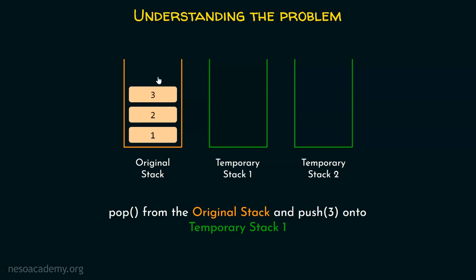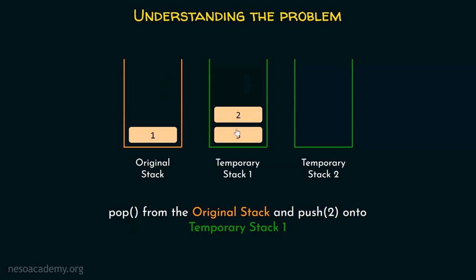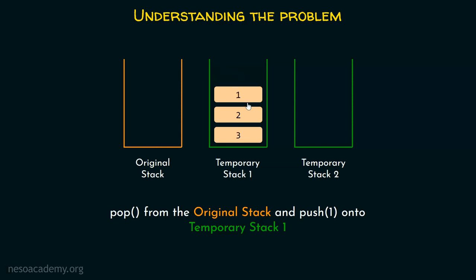So let's do the same thing. We will pop this element out of the stack and push it onto temporary stack 1. After this, we will again do the same thing. We will pop this element out of the original stack and push this element onto temporary stack 1. This is what we want. We have to pop the element from the original stack and push this element onto temporary stack 1. Then after this, we will pop this element out of the stack and push this onto temporary stack 1. So this is how our temporary stack 1 looks. Now the original stack is empty, and we have all the elements inside temporary stack 1.